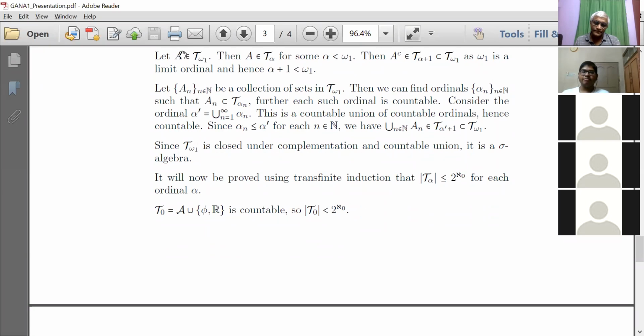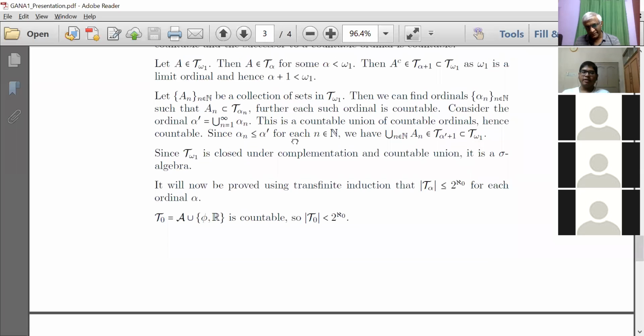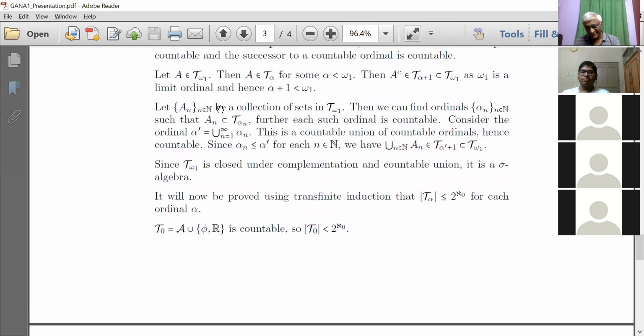Let A be contained in T of omega 1. Then from the definition of T of alpha for alpha being a limit ordinal, we see that A must be in T of alpha for some alpha that is less than omega 1. Now note that alpha is a countable ordinal.